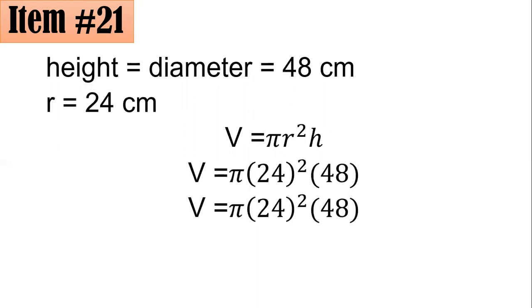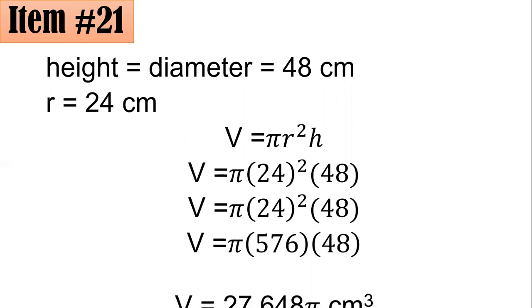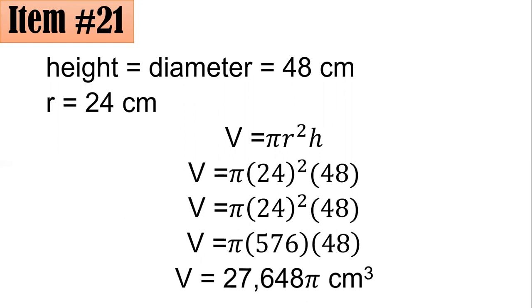24 squared means 24 times 24, or that's 576. And multiplying pi, 576 and 48 gives us 27,648 pi centimeters cube. Letter A.